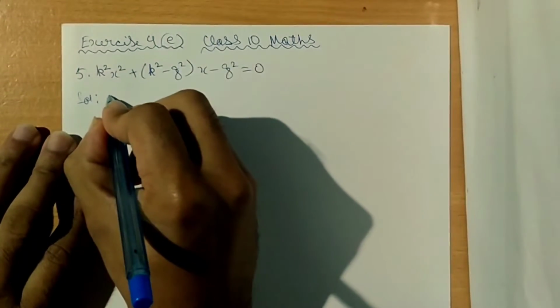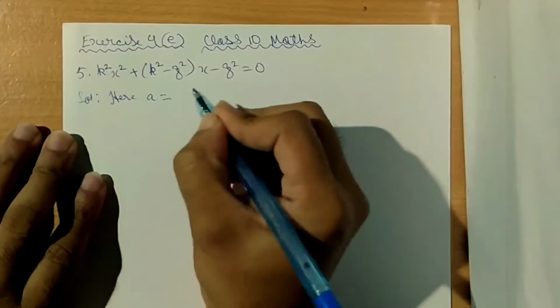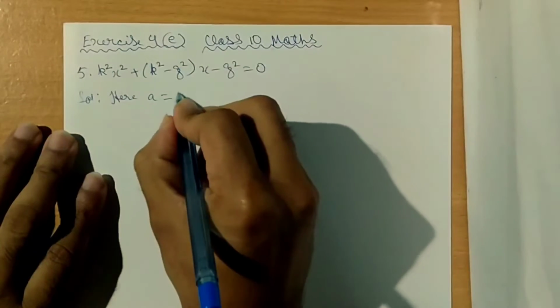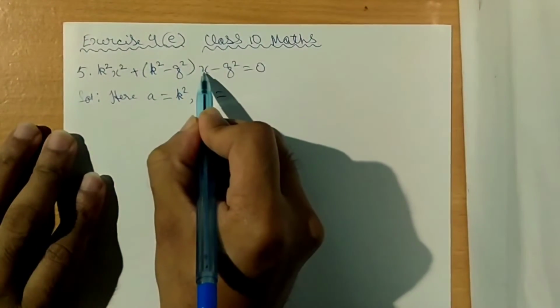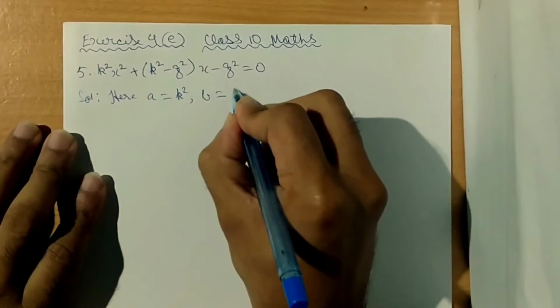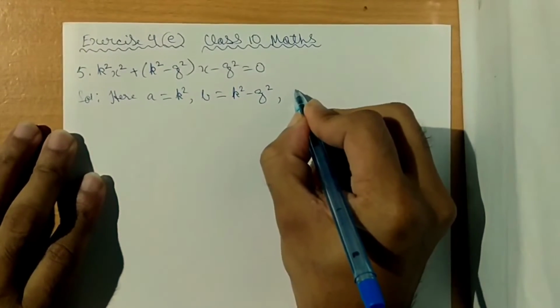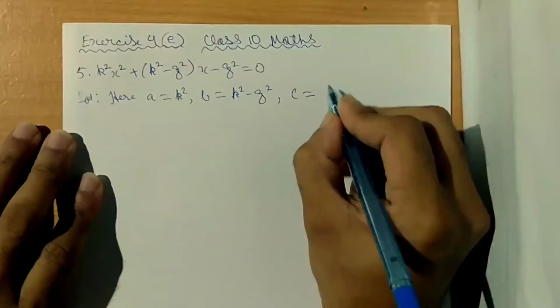Solution. Here a is equal to the coefficient of x squared, which is k squared. b is equal to the coefficient of x, which is k squared minus q squared, and c is equal to minus q squared.